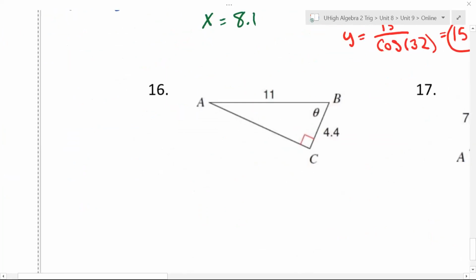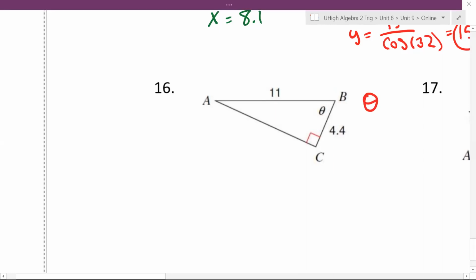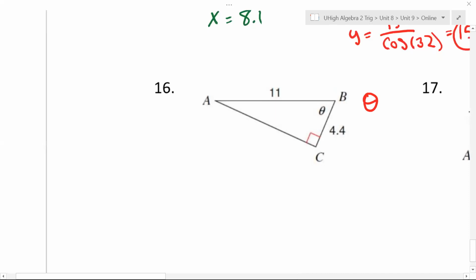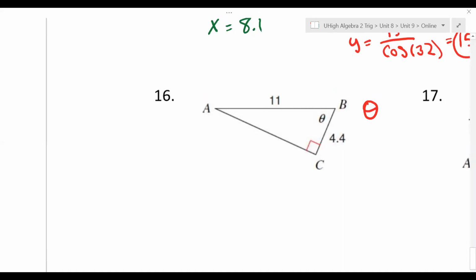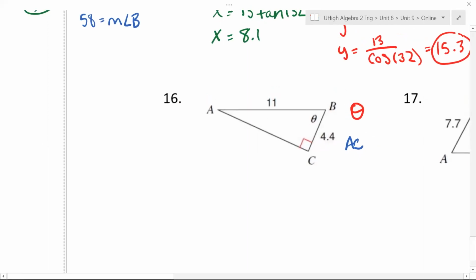Again, off to the side, I'm going to write that we are looking for theta. That's what this angle is called. We are looking for AC, the side length AC. The first thing that we want to look for is AC because we're given side lengths, so we want to find what the third length is.